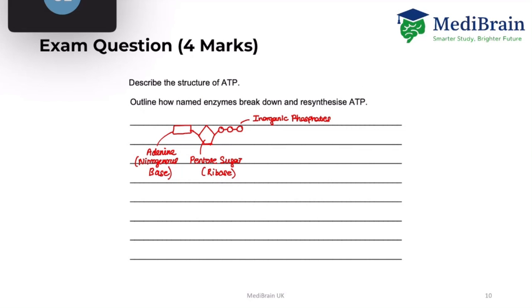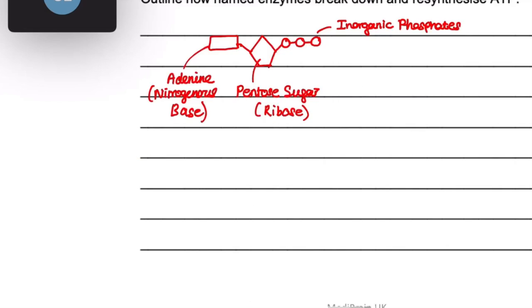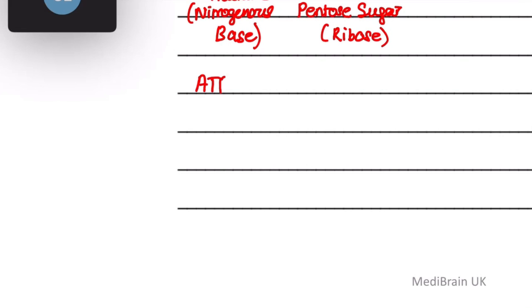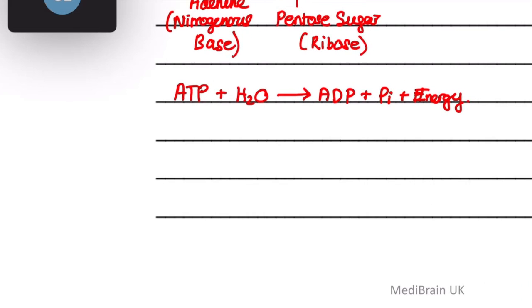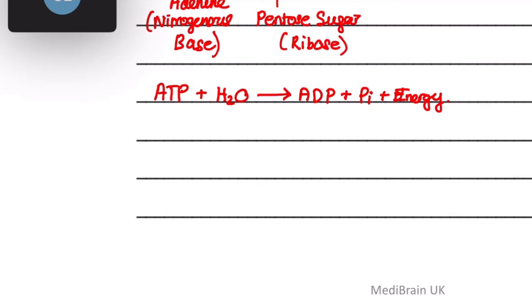We need to outline how named enzymes break down and resynthesize ATP. So how is ATP broken down? Well, ATP is broken down by reacting it with water into ADP plus an inorganic phosphate plus water, plus energy. Now in this reaction, what's the enzyme which is used? Remember, this is a hydrolysis reaction. So we're going to say that it's a hydrolysis reaction.